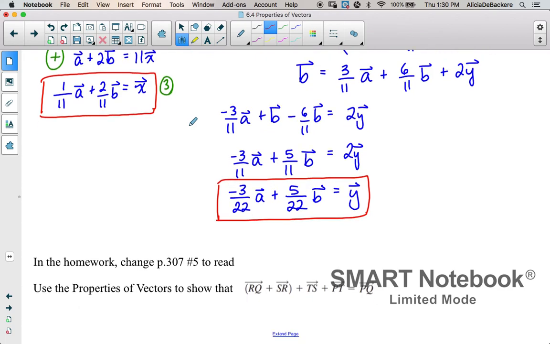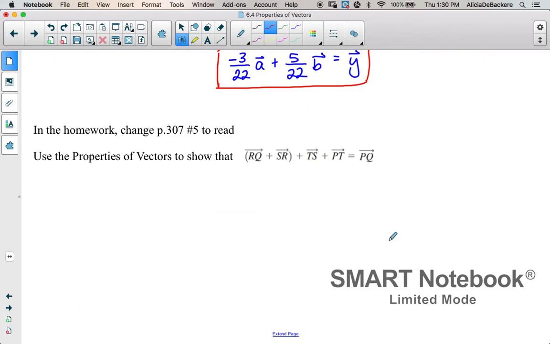All right, in the homework, for page 307, number 5, it's just a really confusing question, the wording of it, like what are they even asking you to do? What they're asking you to do is take this expression and play around with it, rearrange it, and try and use some properties that we just learned about to prove that it actually is the same as PQ. So you're going to start with this expression here, and you're going to show that it equals this thing. Okay? Have fun with that homework.